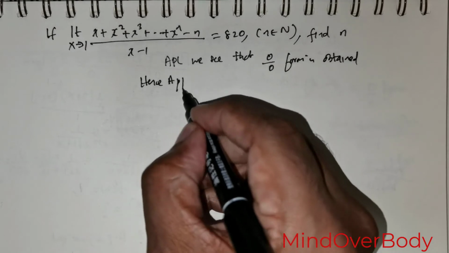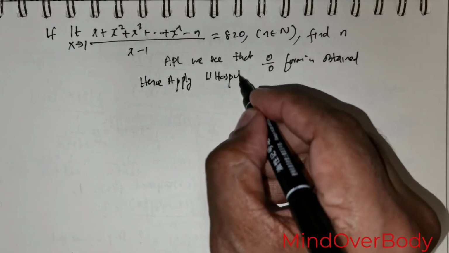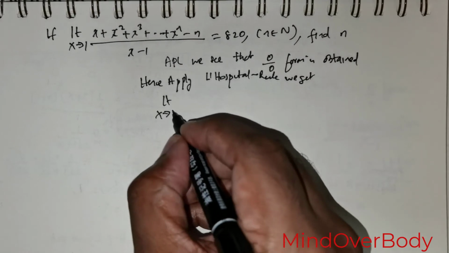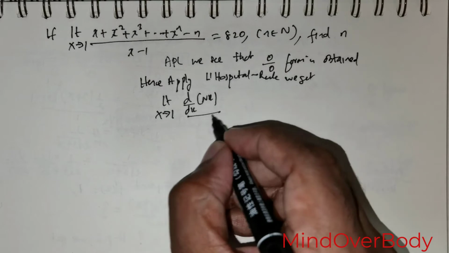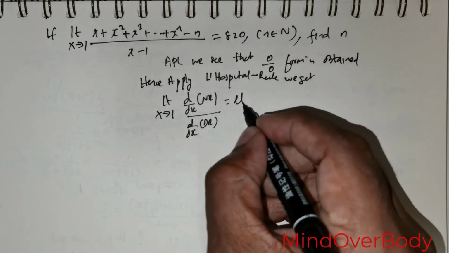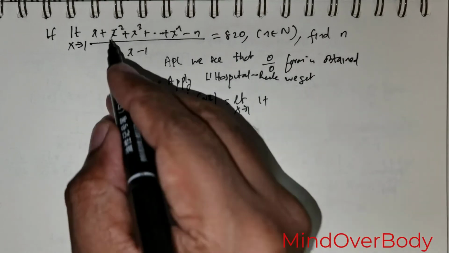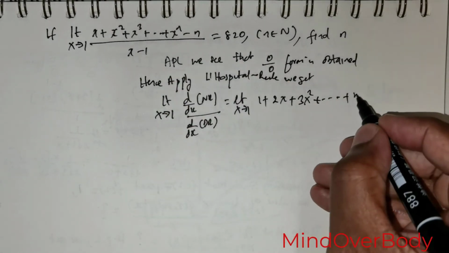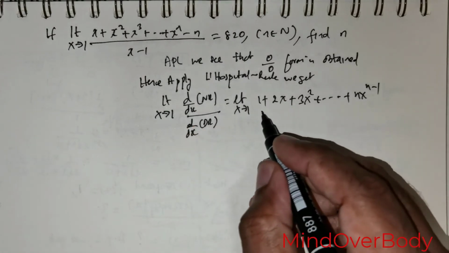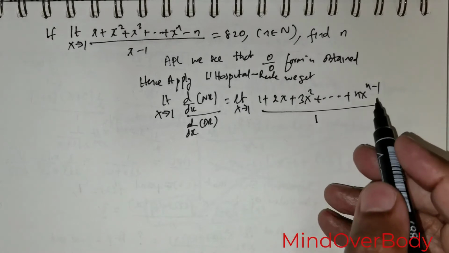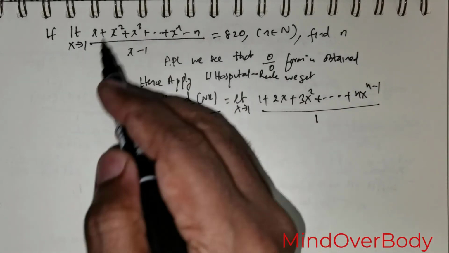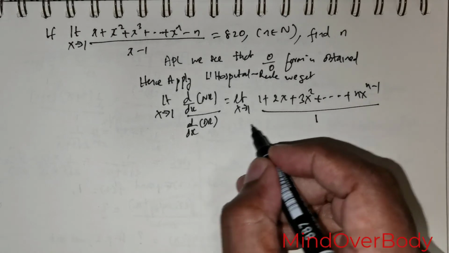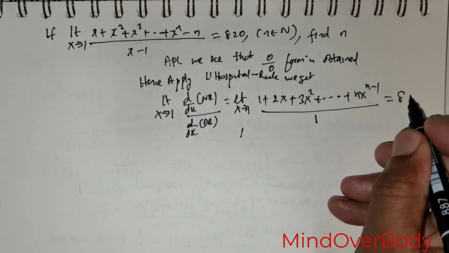Hence, applying L'Hopital's Rule, we get, so what do you get when you apply L'Hopital's Rule? It is nothing but the limit as x tends to 1, differentiating the numerator divided by differentiating the denominator. The differential of x is 1, of x squared is 2x, of x to the power 3 is 3x squared, and so on. The differential of x^n is n times x^(n-1), the differential of n is 0, divided by the differentiation of x - 1, which gives 1. But this functional value is actually given to be 820. Let us write that down, 820.